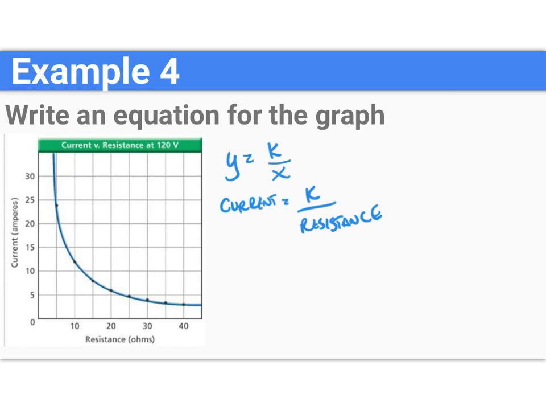What you want to do is find a point that goes through the corner of the graph. This point is the closest one that goes through the corner of the graph. So we'll call this 5, and we'll call this 25, and so the point 25, 5. If I stick the numbers in, 5 equals k over 25. Multiplying, 125 equals k. So now current equals 125 over the resistance.